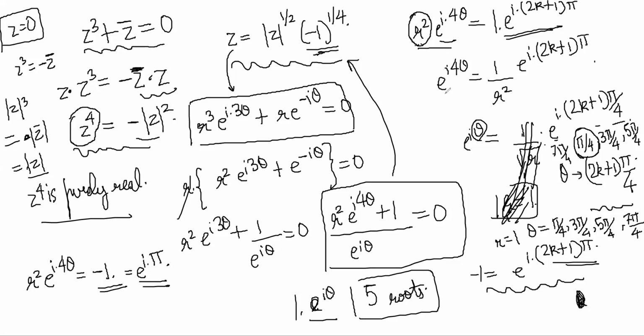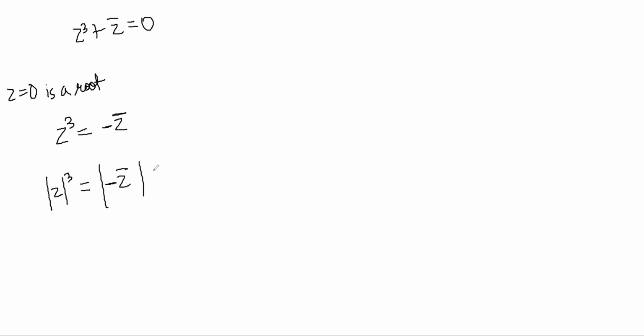Here the idea is that you take the re^(iθ) form and figure out the roots of z³ + z̄ = 0. First thing you can see is that z = 0 is a root. Second, z³ = −z̄. Take mods on both sides: |z³| = |−z̄| = |z̄| = |z|. So this equation implies that |z| is 1 or 0.